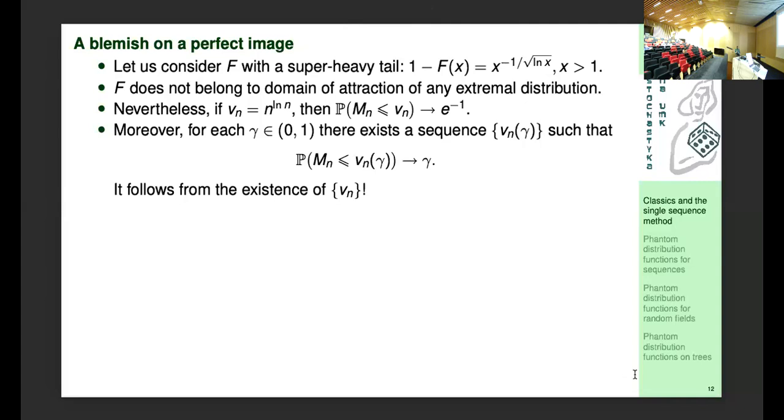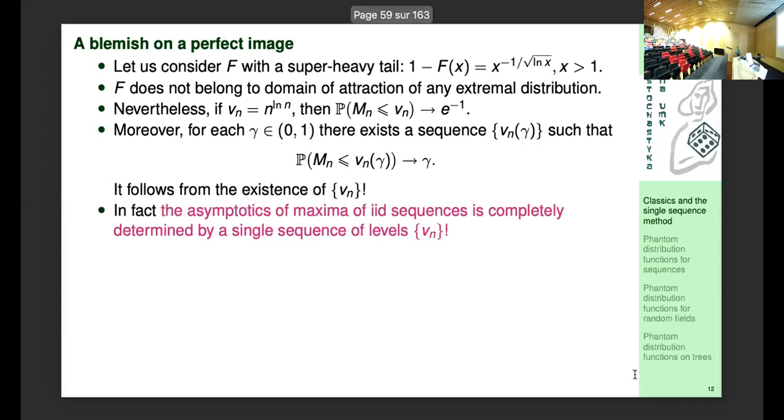It is important, and of course this is not our observation, it was observed already in the 70s by O'Brien, that the existence of v_n(gamma) for each gamma is implied by the existence of at least one such v_n. This fact is not surprising. It is not a special property. In fact, the asymptotics of maxima by these sequences is completely determined by a single sequence of levels.